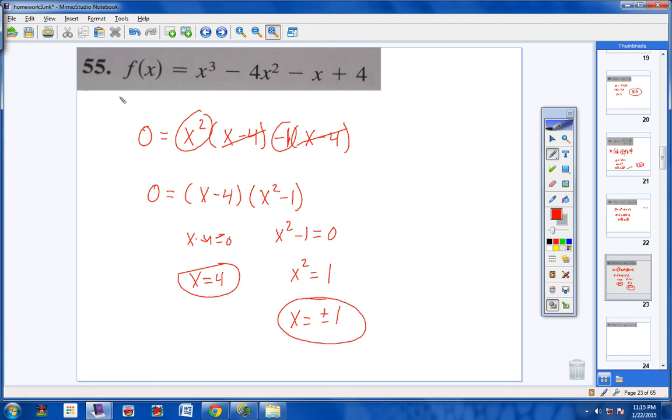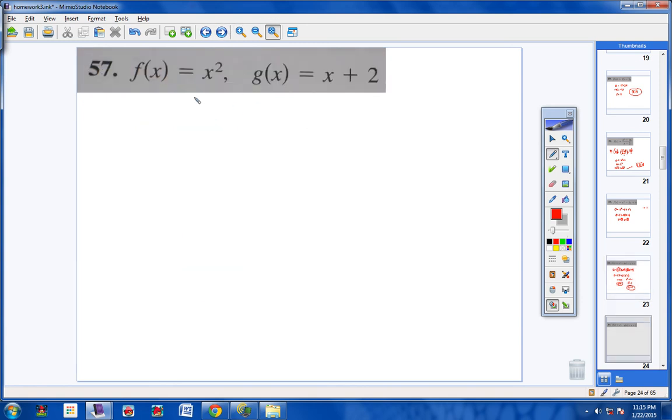So if I were to say to you, students, which x values make this entire function become zero? You would say 4, positive 1, and negative 1. There's 3 of them. Okay? Alright, moving on to our last section, 57 and 59. Find the values of x. They want you to find the values of x so that f of x equals g of x.